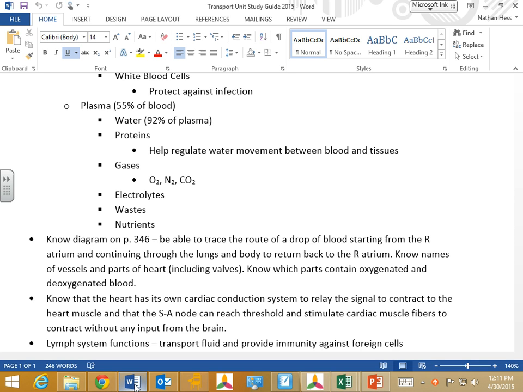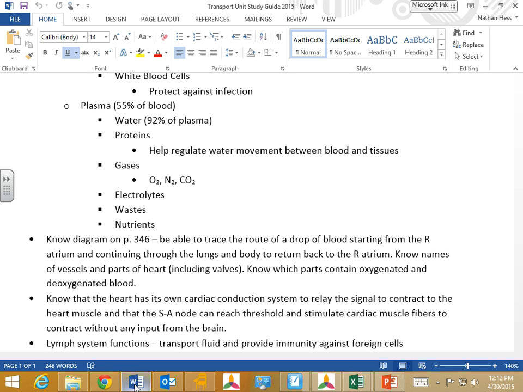Two main pieces. What are they? The plasma and the something. The formed elements, right? And the formed elements were made up of platelets. That was about 7%. Then what? Water? Not water, that's plasma. Red blood cells, right? And white blood cells.